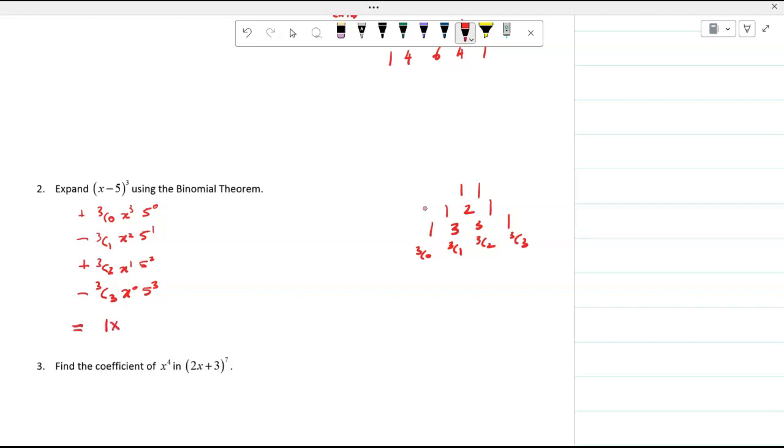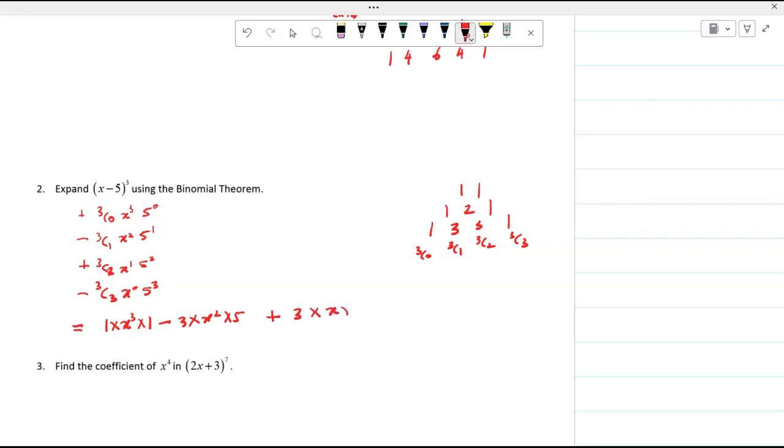So now we'll expand it. This is 1 into x cube into 1. That's the first one I took. Now I'll take the next. What will it be? Minus 3 into x square into 5. Plus, what is 3C2?